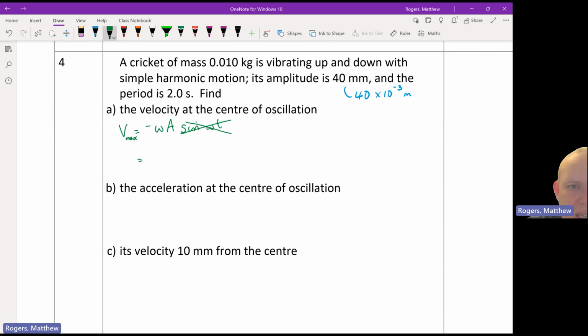So here we can use the idea that omega is 2 pi over T. We can multiply that by a. So we've got 2 pi over the time period, which is 2.0 seconds, times the amplitude, which is 40 times 10 to the minus 3. So that gives us a value of 0.13.